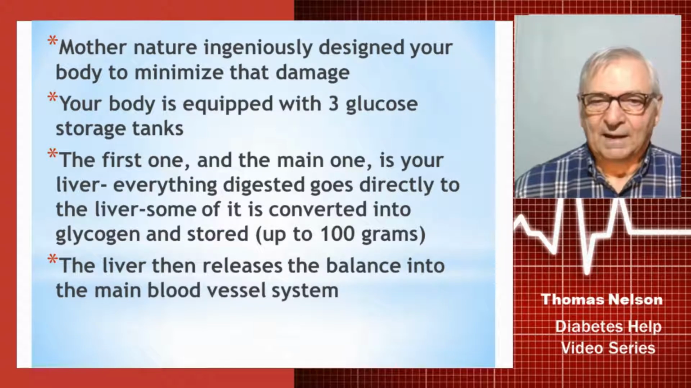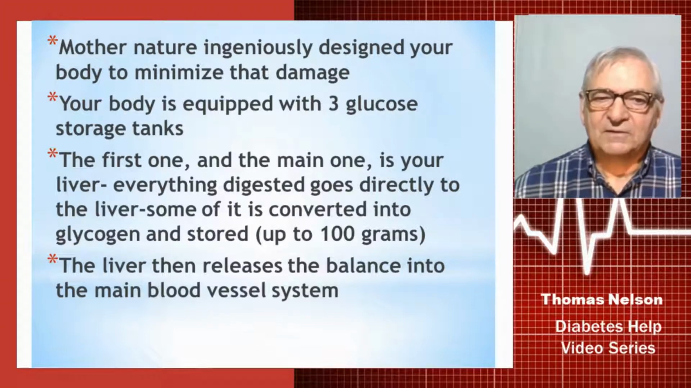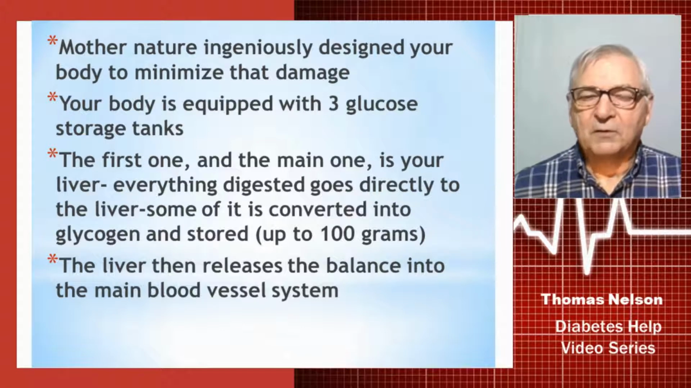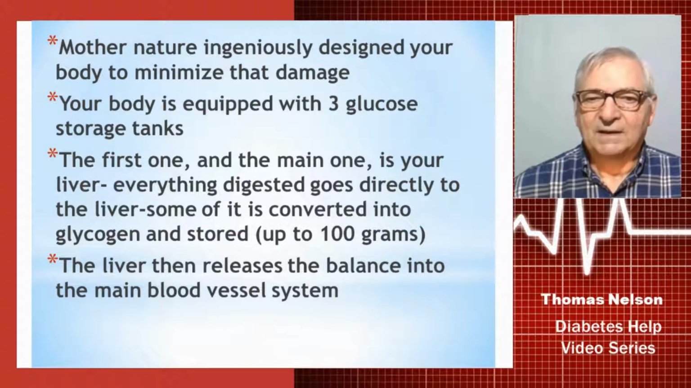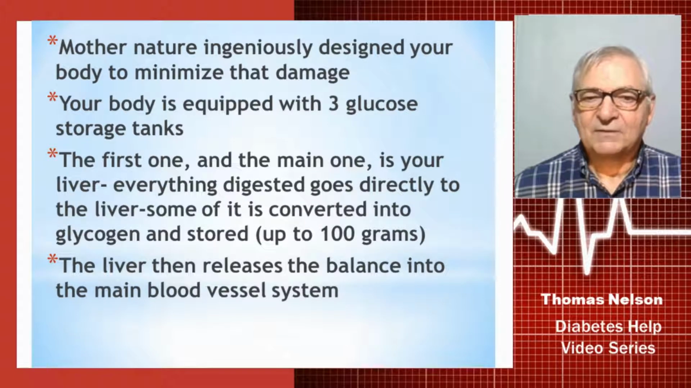The first one, and that's the main one, is your liver. Everything digested goes directly to your liver, like we said in the last videos. Some of it is converted into glycogen, that very compact form of glucose. Your liver is capable of taking up to 100 grams of glucose out of your bloodstream and converting it into glycogen and storing it. But rarely does it ever take that much, because the little man in the control room maintains a certain level of glycogen in storage in your cells. That's for fight or flight danger situations.